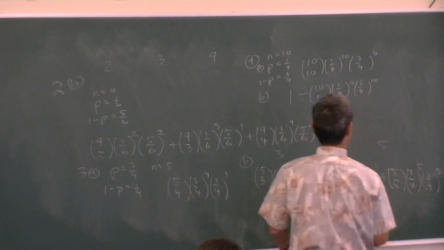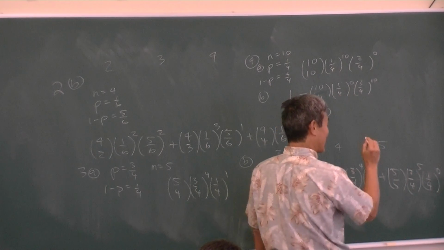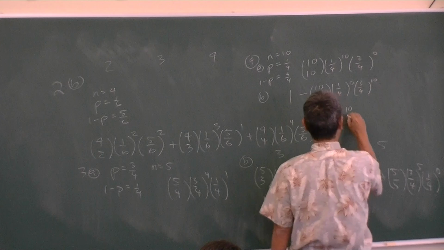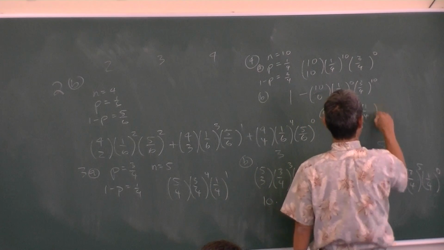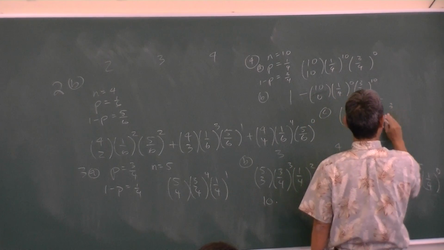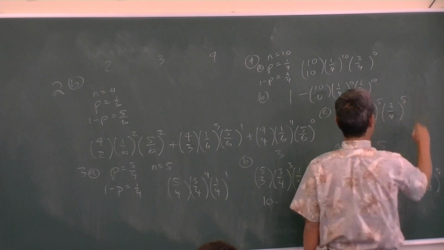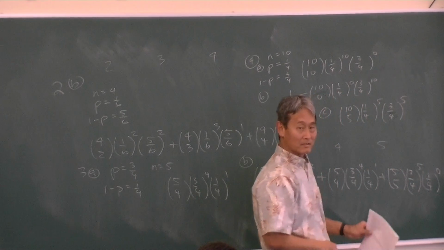And then what about 5 correct? You want 5 successes, so what? 10 choose 5, 1/4 to the 5, 3/4 to the 5. Are we getting the hang of this?